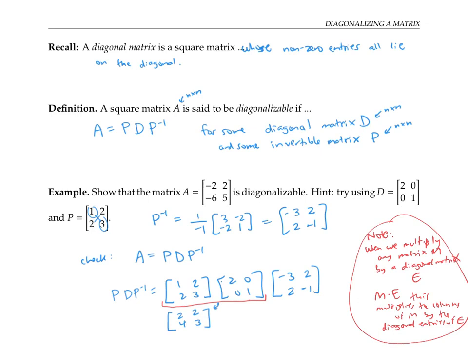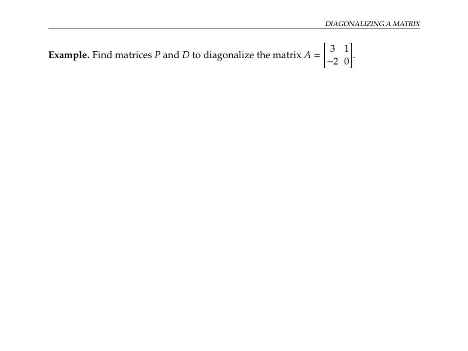So we still need to multiply this matrix by the P inverse matrix. And if we work that out, we get, let's see, negative 2, 2, negative 6, 5, which is exactly the A matrix that we started with. So indeed, the matrix A is diagonalizable, and these are the matrices D and P that do the trick.